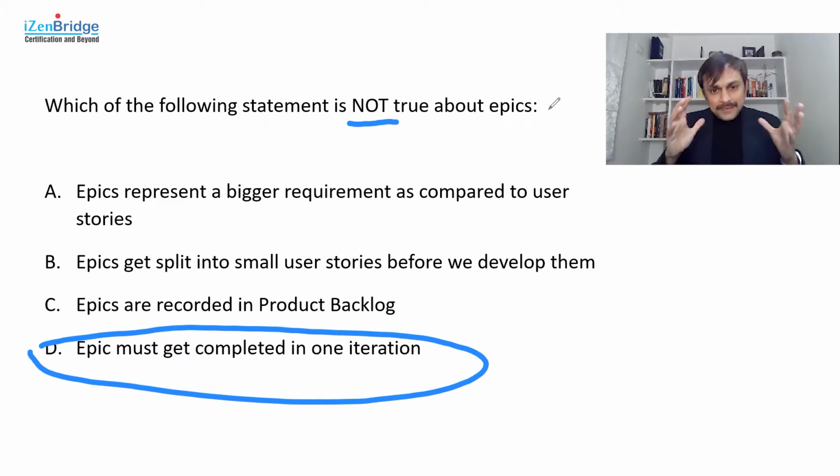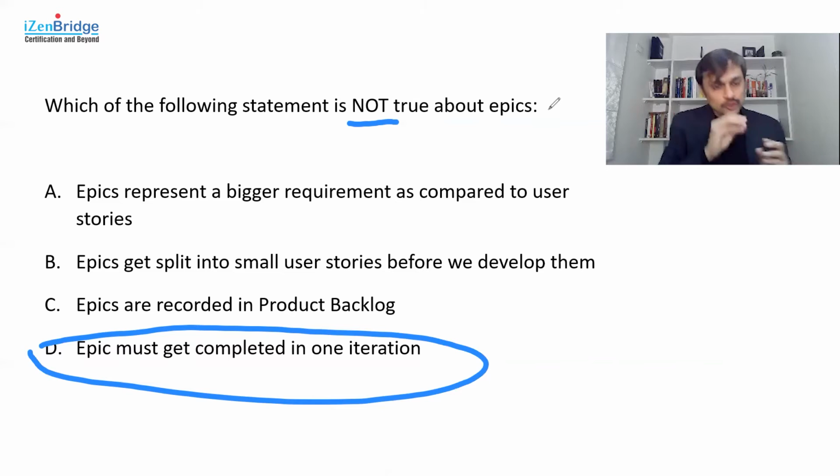So an epic describes a big requirement. The definition of an epic is that it is something large in size which cannot be developed in one iteration. That's why we call it an epic. And when you have such a large element, you never work directly on the epic. You split the epic into smaller user stories, not necessarily in one go.